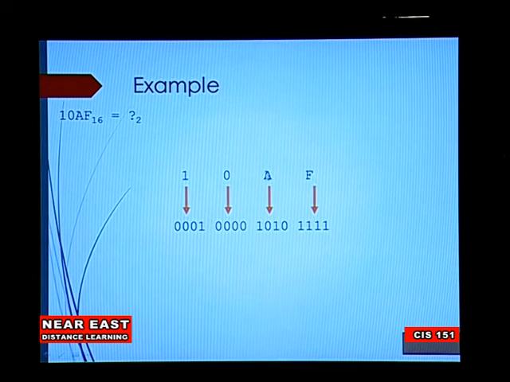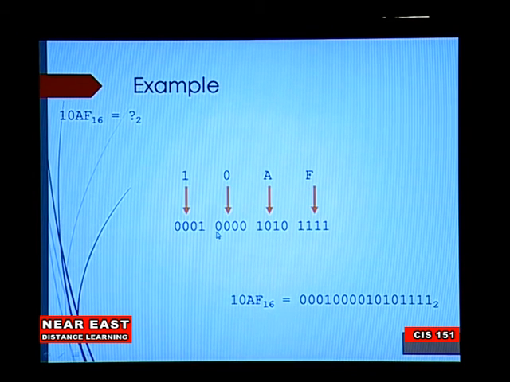Again, A is the number 10 in hexadecimal, so we write it like this, 1010, which is 8 plus 2, which is 10. 0 has to be all zeros, 0000, and 1 is 0001. So 10AF in base 16 is equal to this number in base 2.